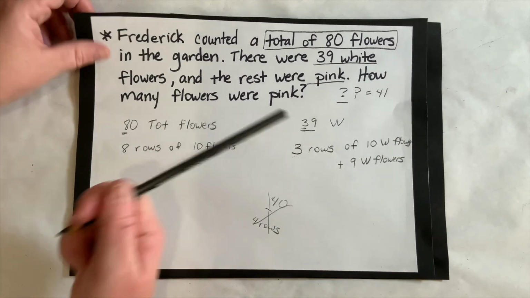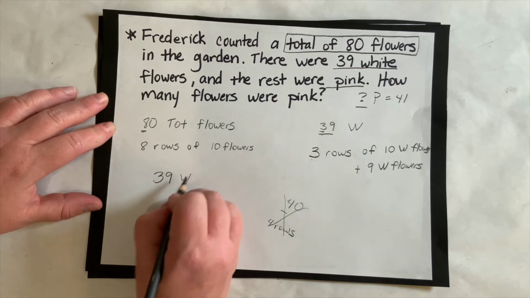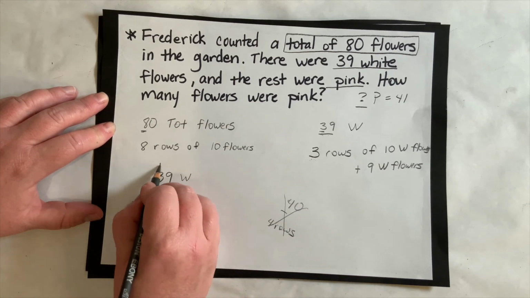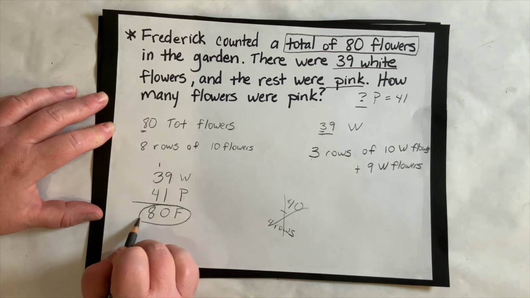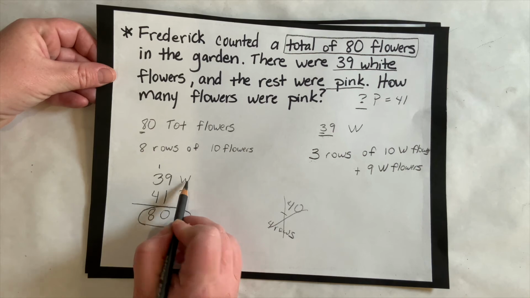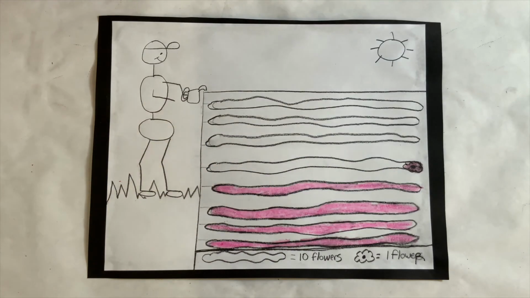If we had 39 white, we can add them together. 39 white flowers plus 41 pink flowers. That gives me 80 flowers. Look at that. And the W stood for white and the P stood for pink. And I bet you know the F stood for flowers. So now if you wanted to, you could have subtracted, right? But instead we added it, and we found the answer just by coloring.